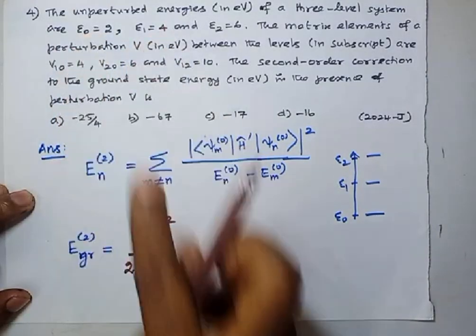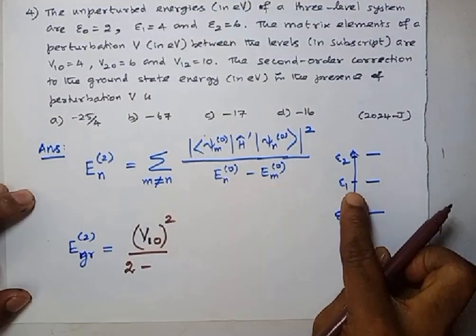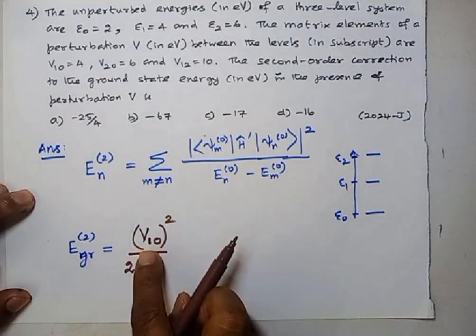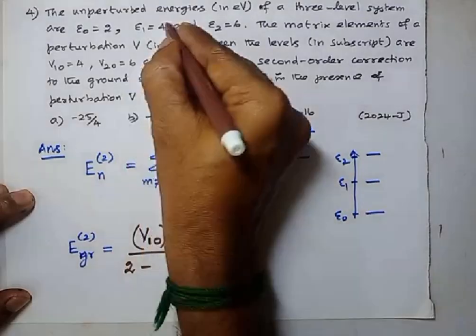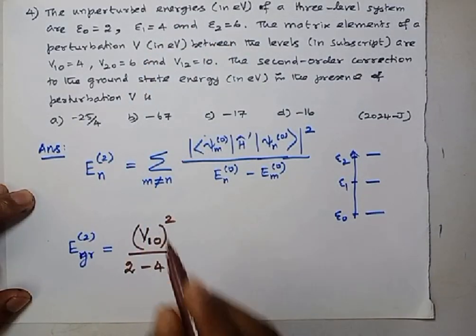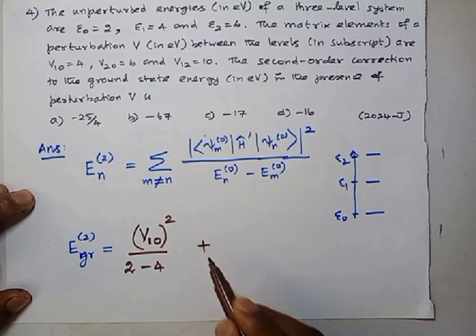E0 is given, the energy of the ground state is 2, minus the energy of the first excited state. So we have taken 1 here. So the first excited state energy is 4. Okay, we have a summation, so plus.